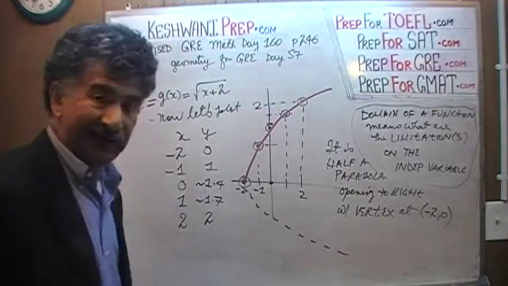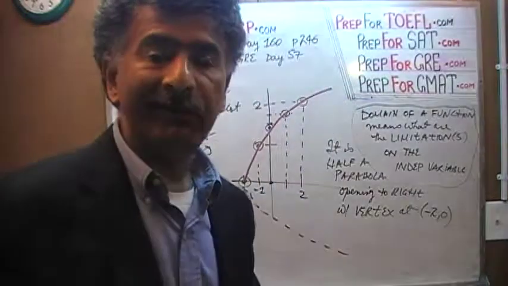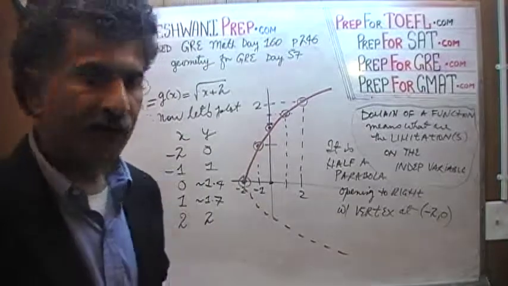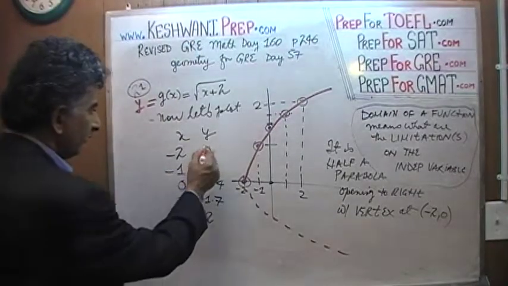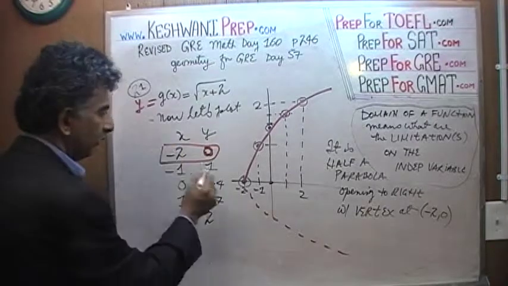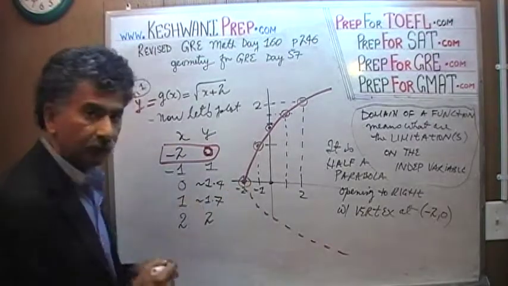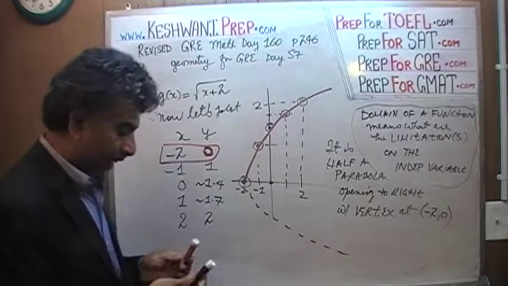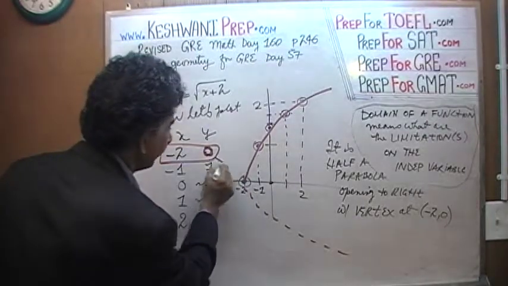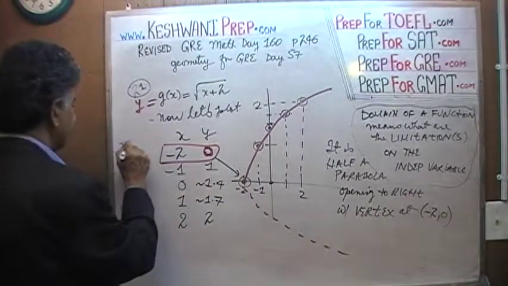Now let's talk about the x-intercept and y-intercept. What does x-intercept mean? X-intercept means the value of x when y is 0. Well, that's right here. When y is 0, x is -2. Voila. So this happens to be its vertex as well as its x-intercept. Right here. This is its x-intercept.